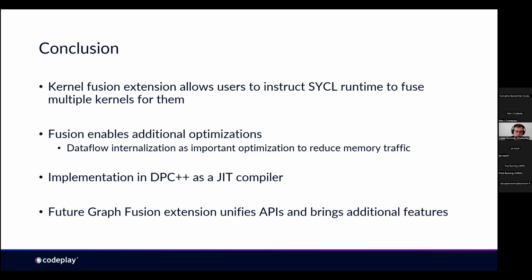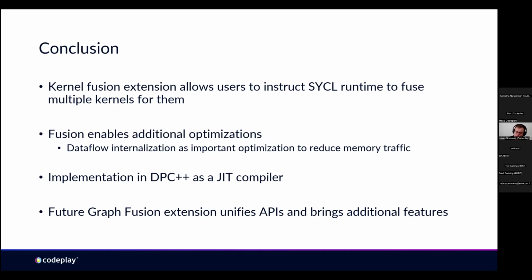Yeah, that brings me to the conclusion of my talk. So the kernel fusion extension allows users basically to instruct the SYCL runtime, so tell the SYCL runtime to use this for me. I don't want to do it in source. And because fusion does not only enable to reduce the launch overhead, but also these additional optimizations, and data flow internalization is the most important one here because it significantly reduces memory traffic.